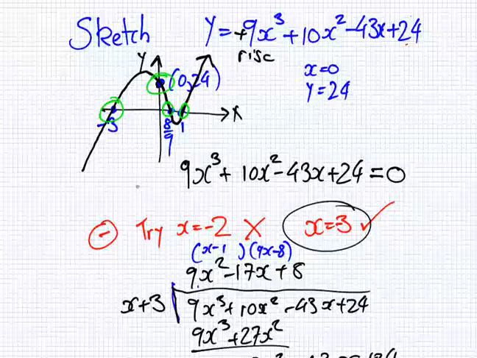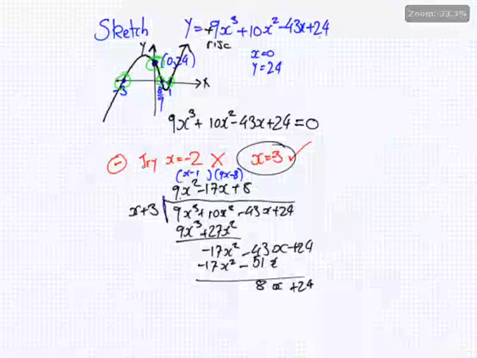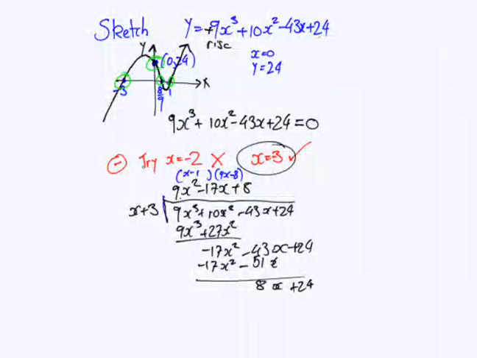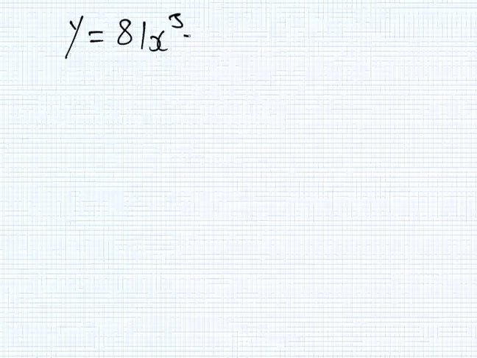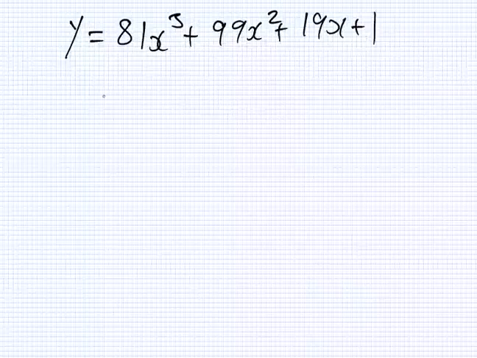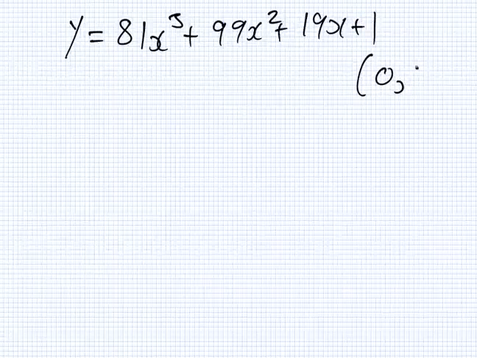Let me show you what a nice one looks like. 9x cubed plus 10x squared minus 43x plus 24. Let me just zoom out a bit. Now you see, it looks like it touches only once, but it actually is twice, because if I was to zoom in, see, it just dips under. It actually does go twice here. Same idea.